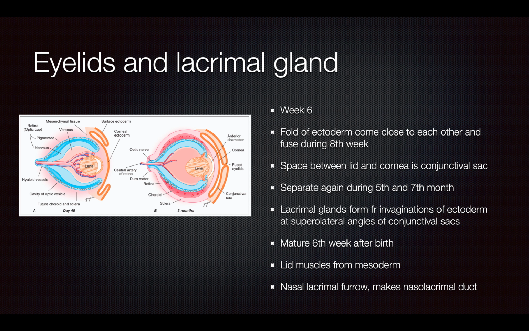Week 6 is when the folds of the ectoderm come close together and they fuse in week 8. The space between the lid and the cornea is also known as the conjunctival sac, and the lacrimal glands will form from invagination of the ectoderm at the superolateral angles of the conjunctival sac, and they mature about 6 weeks after birth. The lid muscle, of course, comes from the mesoderm tissue, and the nasolacrimal furrow will make the nasolacrimal duct.